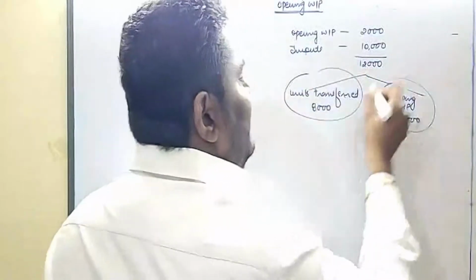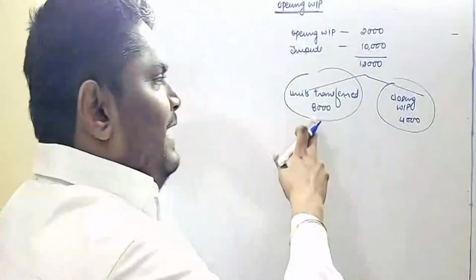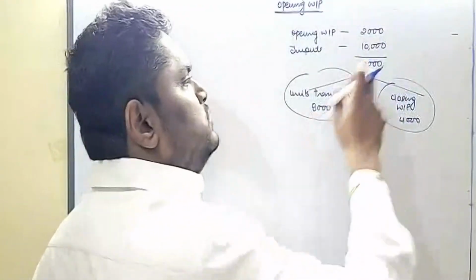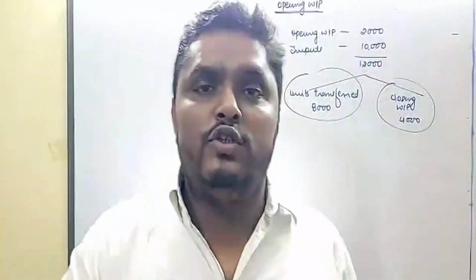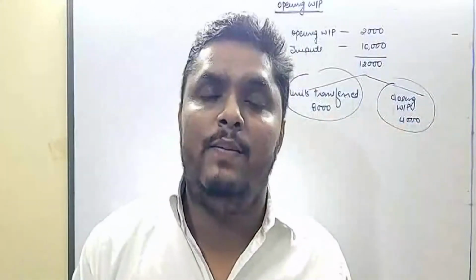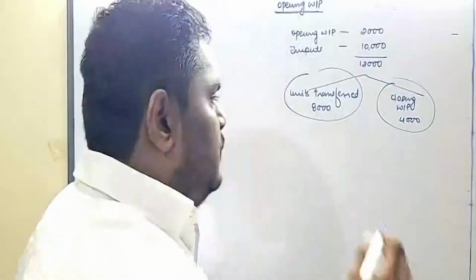Now the point is, guys, how to value these units transferred? Because the 8,000 units that are transferred can be from opening work in progress and can be from inputs also. The point is how to value units transferred and closing work in progress. So here ICAI has suggested two approaches.